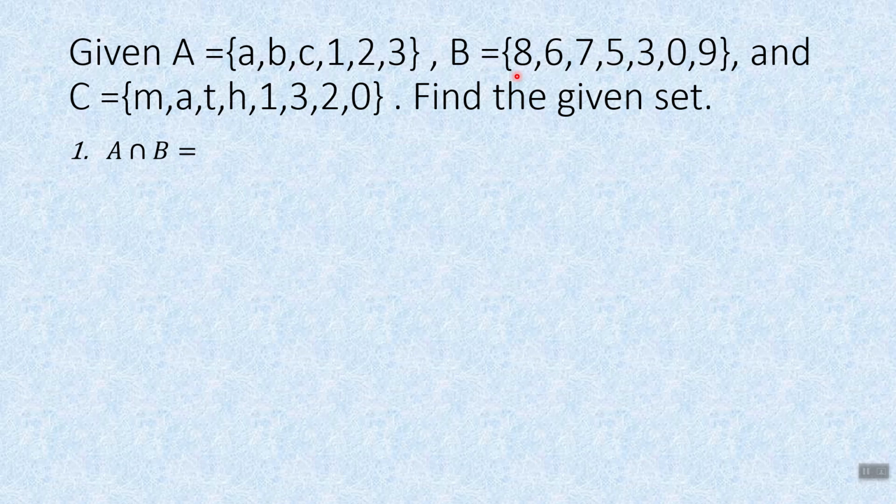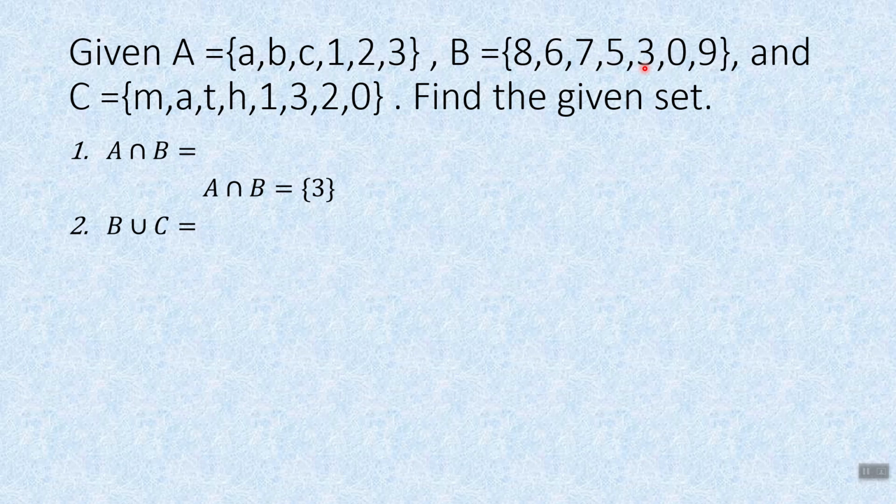ABC is in A. There are no letters in B. So we'll narrow our search to 1, 2, and 3. Does B have any of those values, 1, 2, or 3? Yes, it has a 3. So the intersection of A and B is the number 3, or the set containing the number 3. Don't forget those brackets, because that's our set notation. That's how we know it's not just a number, it's an element. It's actually an object itself.